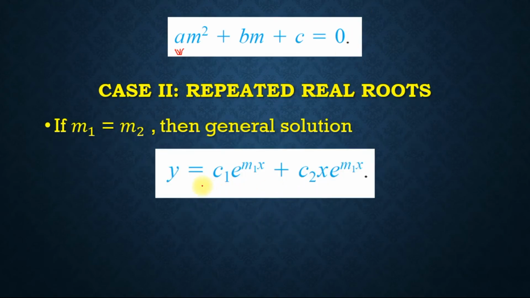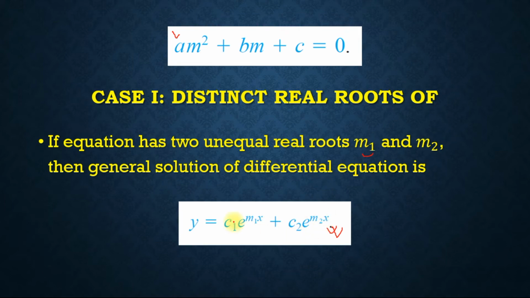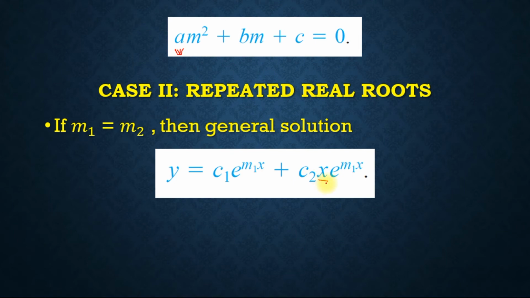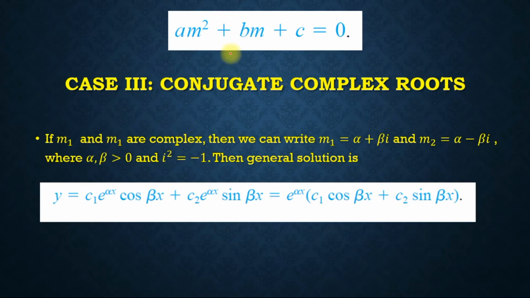Will be this function, guys. y equals c1 e to the power m1x plus c2 x e to the power m1x. Note that here we have x, but in case our equation has distinct roots, we wrote it without x, as you remember, in the first case. In the second case, here we have x, and the powers will be m1x and m1x, because m1 and m2 are equal. So, third case: the solution of the equation can, of course, involve complex roots.